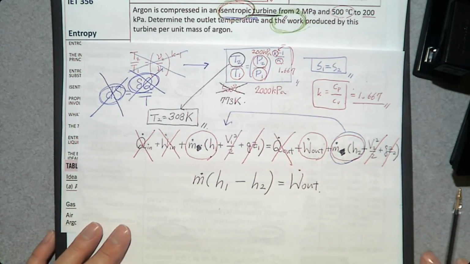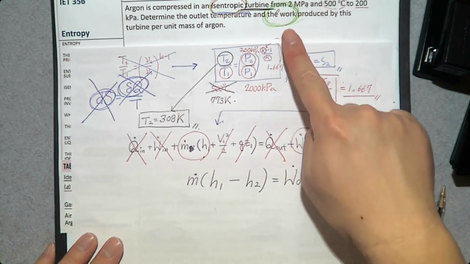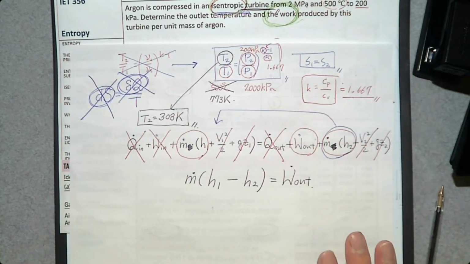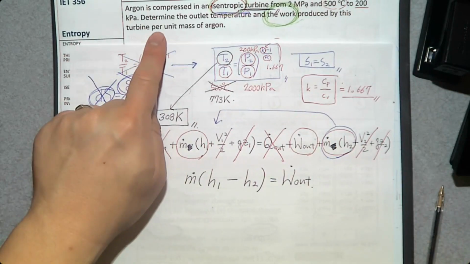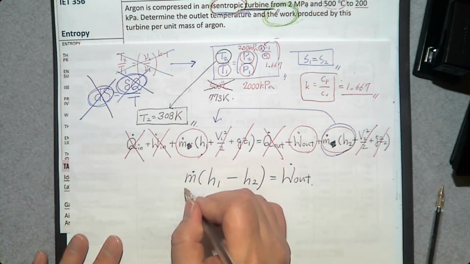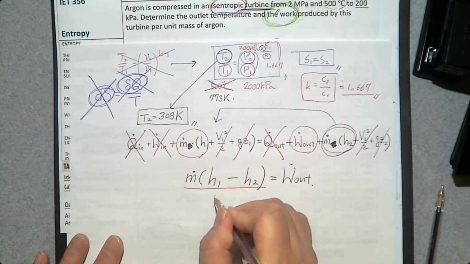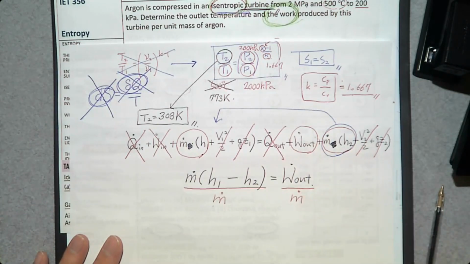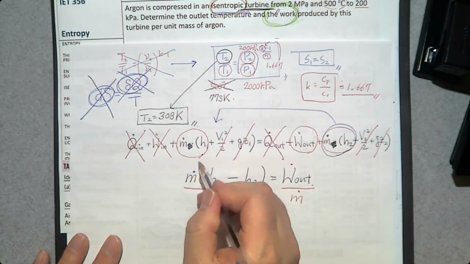So what do we want to determine? We want to determine the work produced by this turbine per unit mass. Okay, I don't like this mass, and we want to determine this work per unit mass. So let's get rid of it. How can you get rid of it? Divide by m dot. Then what do you get?